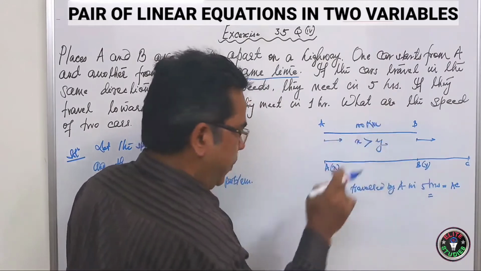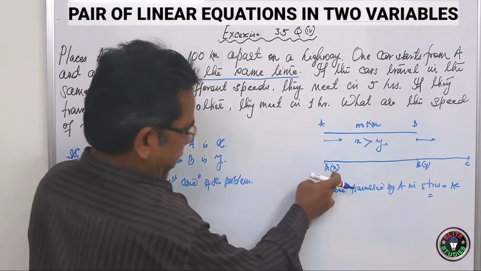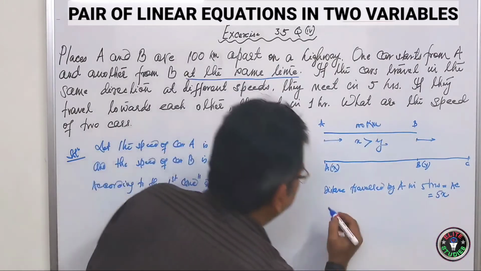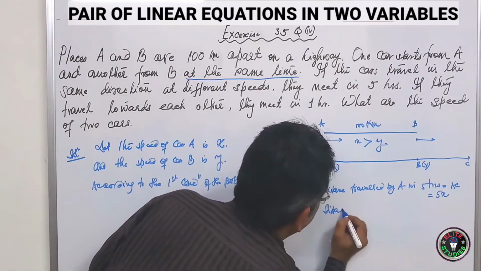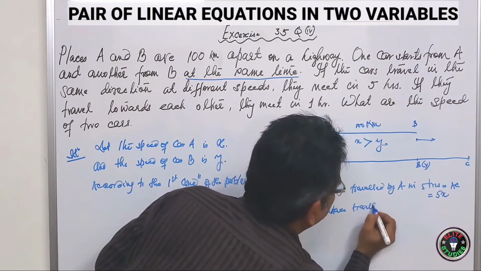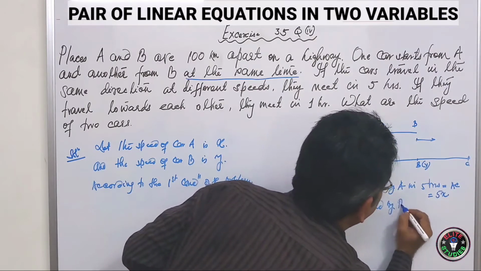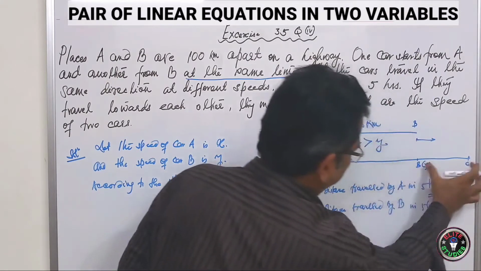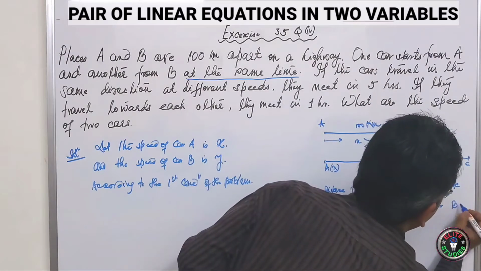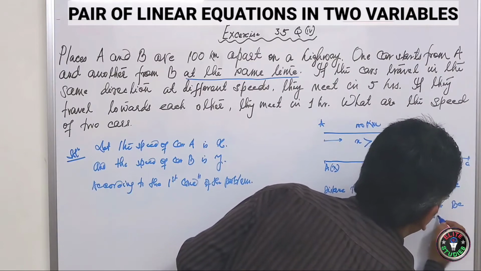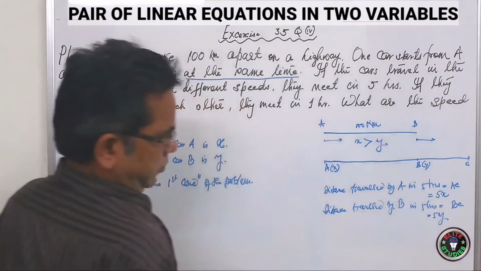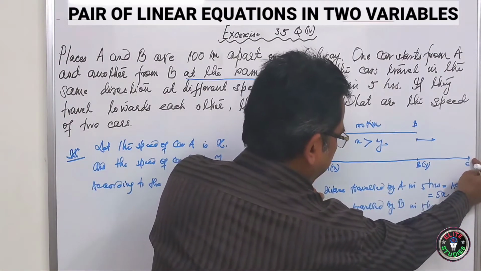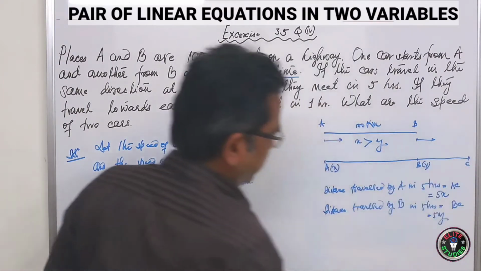distance equals speed into time. Speed is x, and time is 5, so it is 5x. Similarly, distance traveled by B in 5 hours will be BC, and it will be equal to 5y. So car A has traveled AC and car B has traveled BC.